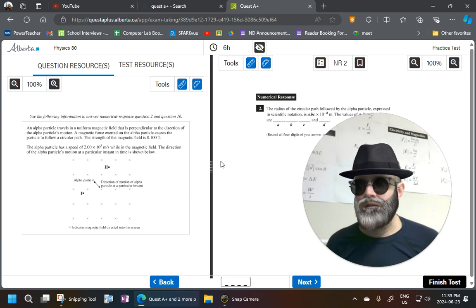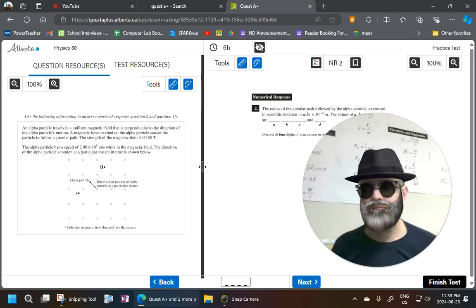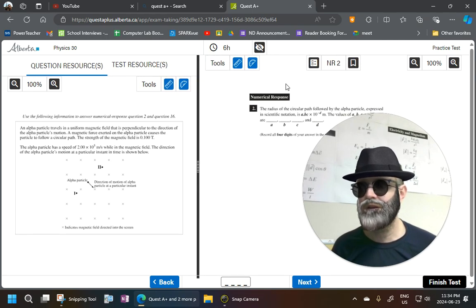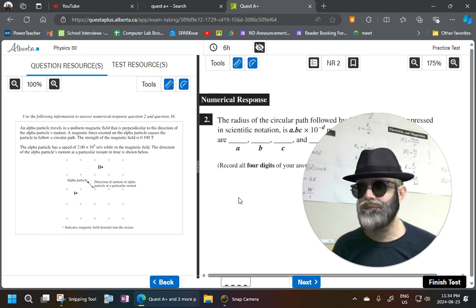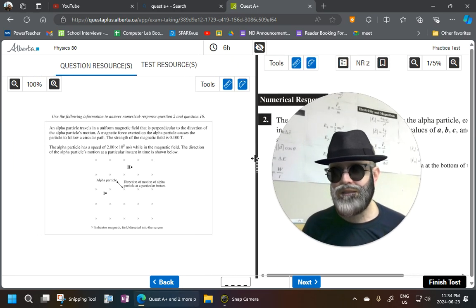Okay, so we had to use this for questions 2 and 16. Numeric response to question 2 and question 16. Okay, the radius of the circle path is what? Okay, let's just do that. And 16, I believe, is like which direction is it going?